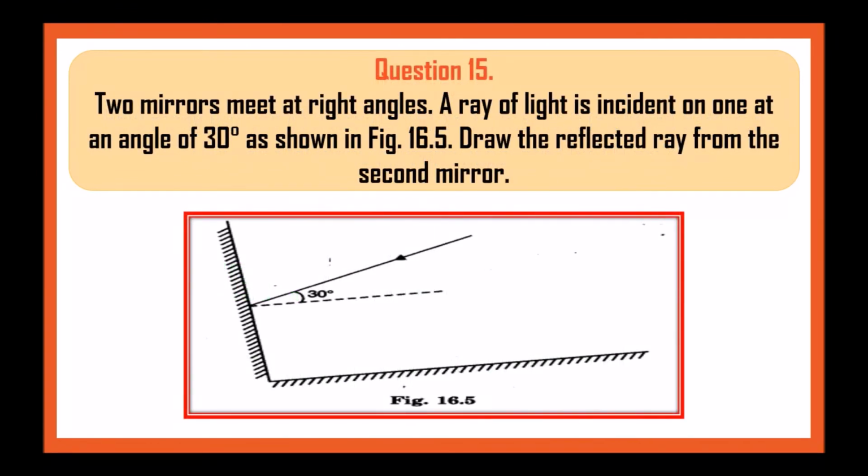Next, two mirrors meet at a right angle. A ray of light is incident on one at an angle of 30 degree as shown in the figure. Draw the reflected rays from the second mirror. So this is the reflected ray drawn from the second mirror.